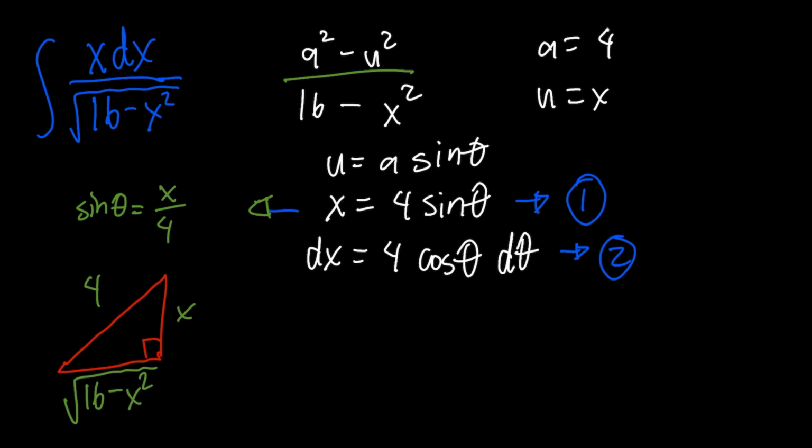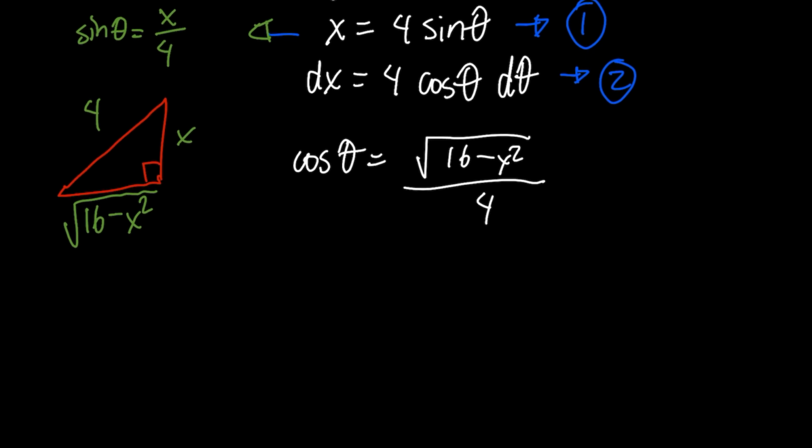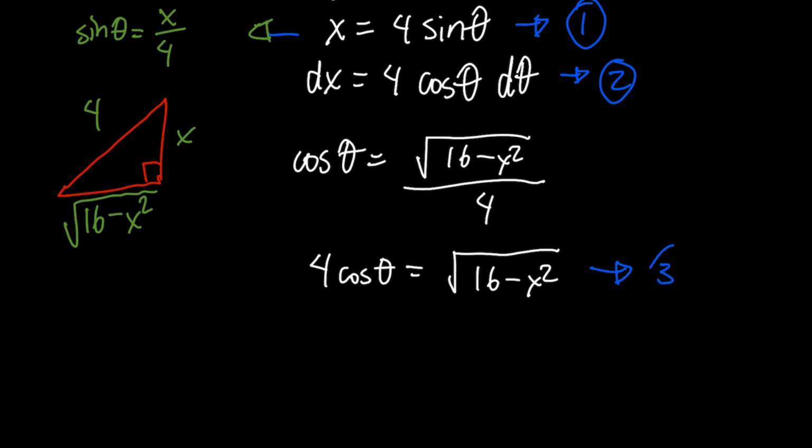So from there, let's get the value of cosine theta. So we know that cosine theta is equal to adjacent all over hypotenuse. So our adjacent here is the square root of 16 minus x squared. Then our hypotenuse is 4. Then we're going to multiply both sides by 4. So we'll get 4 cosine theta is equal to the square root of 16 minus x squared. So this will serve as our third equation.